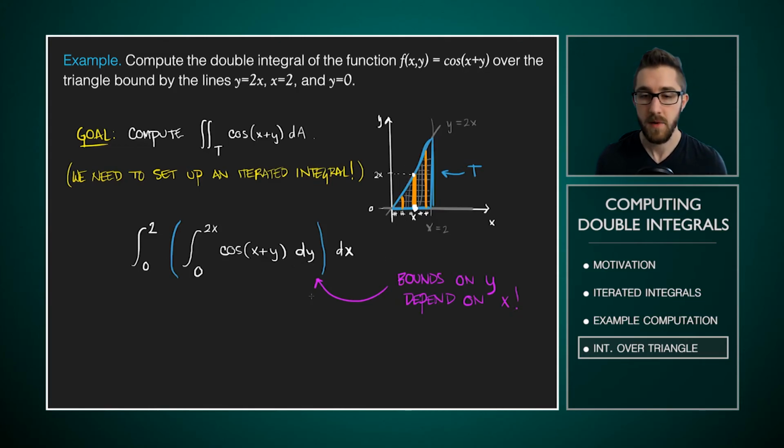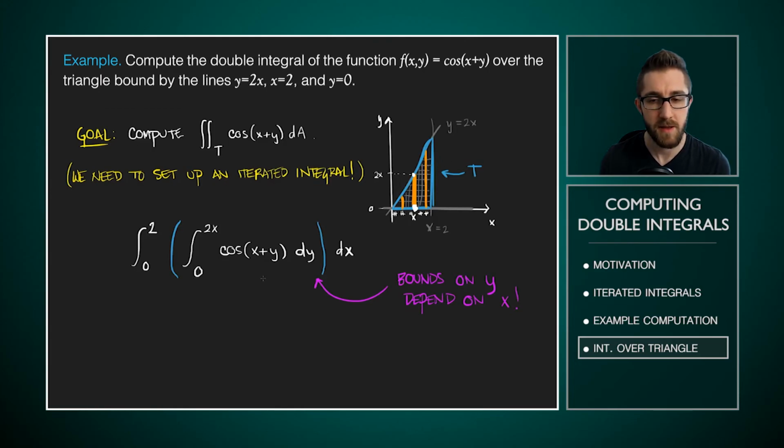I'll note there are a couple of things to note. First, the integrand, cosine of x plus y, I didn't talk about that at all. It has no bearing on how you're setting up the bounds. The bounds have everything to do with the region over which you're integrating, this region T, and nothing to do with the integrand.